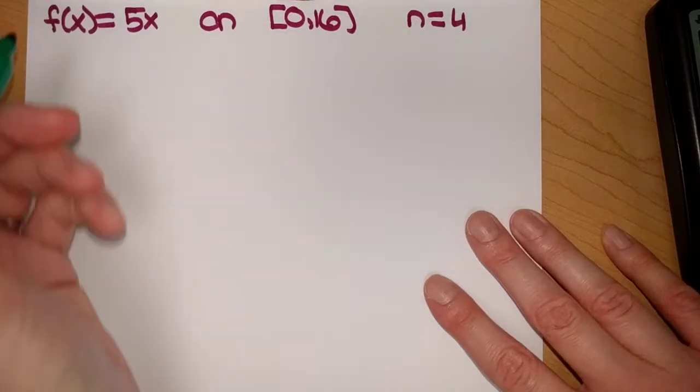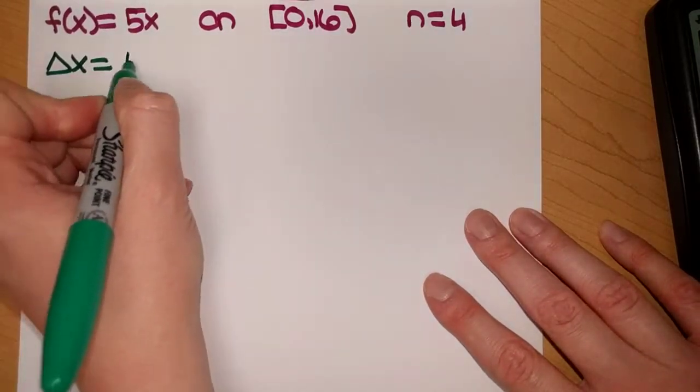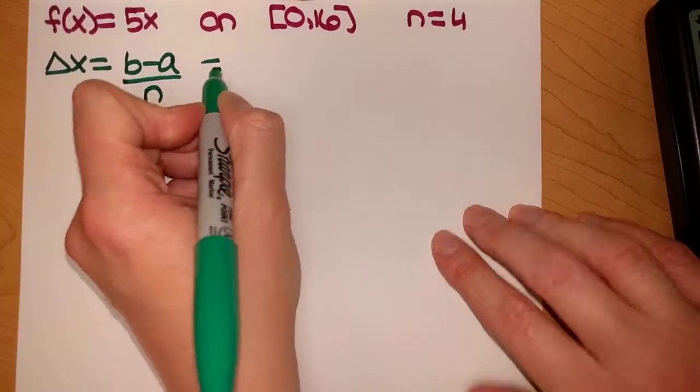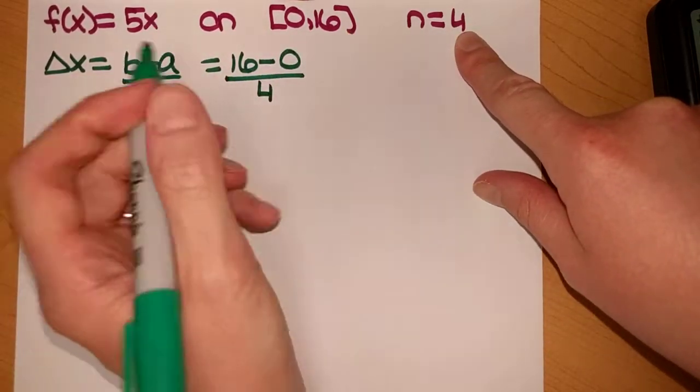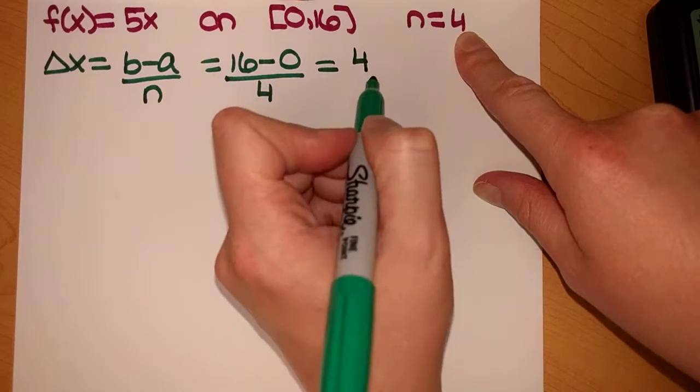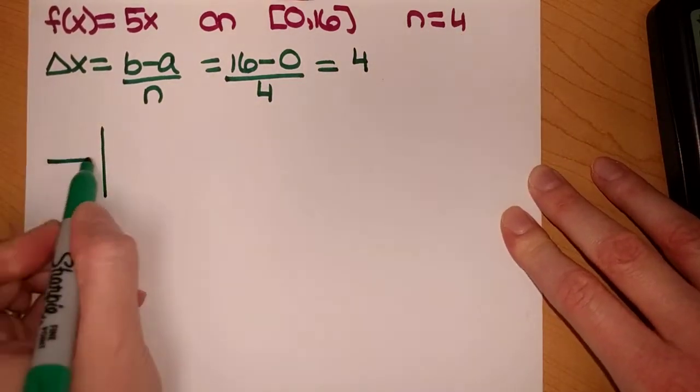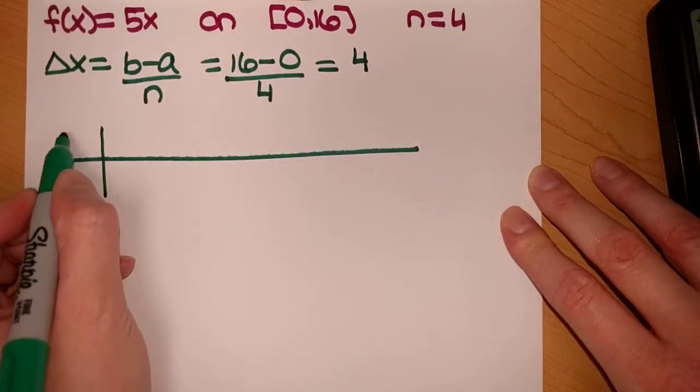The first thing to do is to find our delta x, which is our b minus a over n. So my b is 16, my a is 0, over n, which is 4. So that gives us 4 as our delta x. All right, so if I find my delta x here, I then am going to create my little chart.